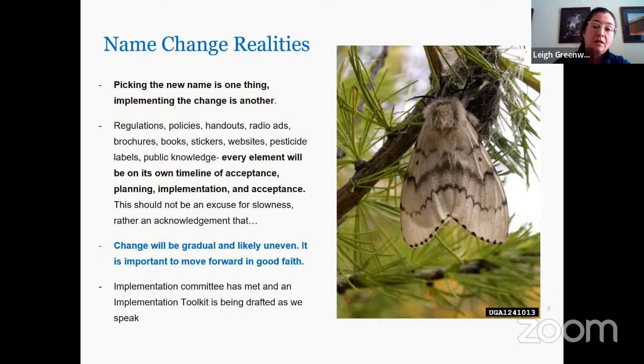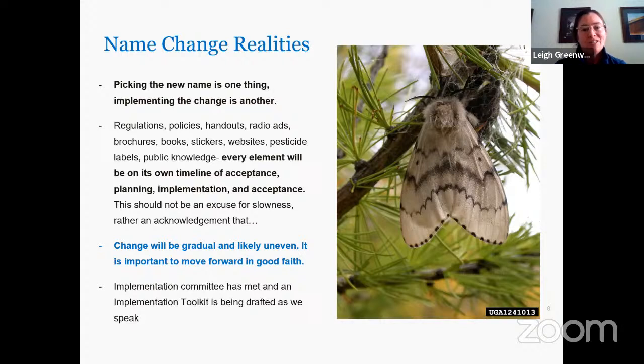Every single element of every single part of this change is going to be on its own timeline of acceptance, whether that's a manager who's accepting they're going to have to work this into their reprinting schedule for pamphlets, or whether it's a person who's going to have to decide whether or not they are going to start using the new name or not. I want to make clear that acceptance is a really important element, as is planning, eventual implementation. And then I accidentally included acceptance twice. So I guess it's twice as important. Sorry for that typo.